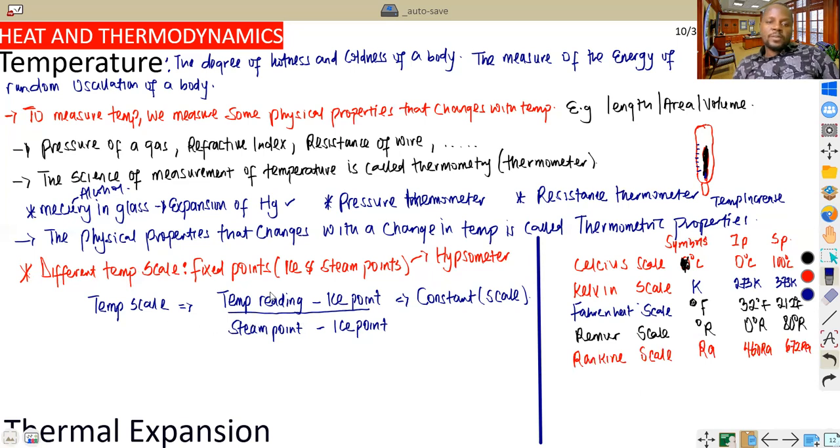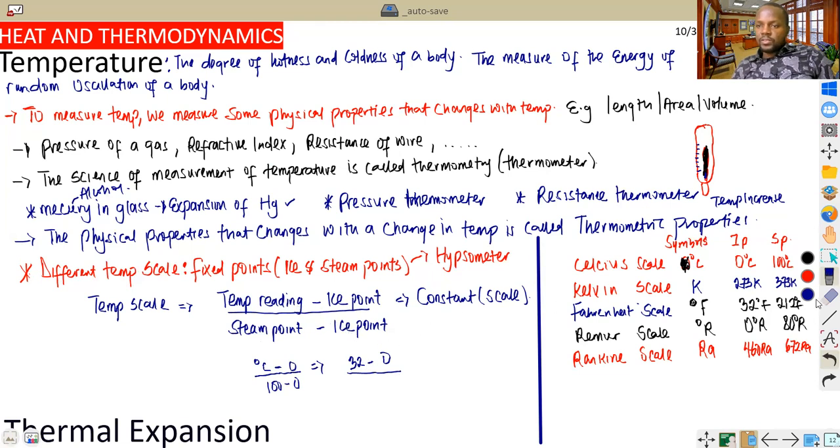So we can quickly just do one for understanding. Let's say we want to convert Fahrenheit scale to Celsius scale. So the Celsius scale we want to convert to is constant. So we can say degree Celsius minus ice point. Ice point of Celsius, you can see, is zero all over. Steam point of Celsius is 100 minus zero, equals, we are moving from Fahrenheit to Celsius. So ice point of Fahrenheit is 32, minus zero.